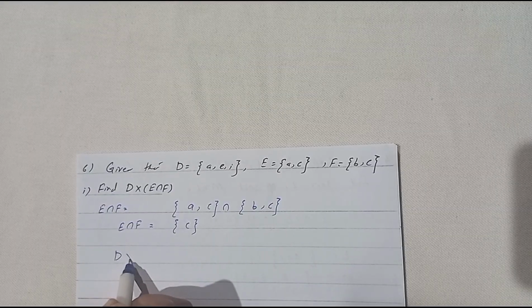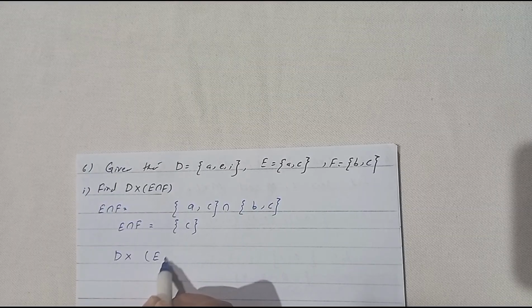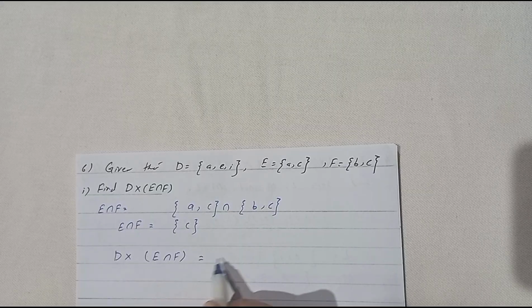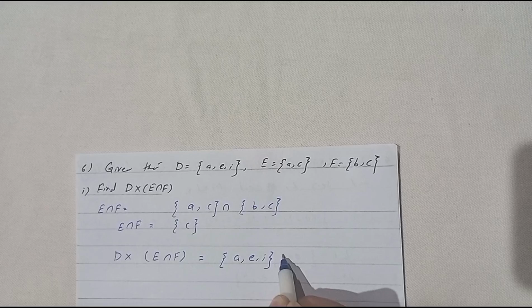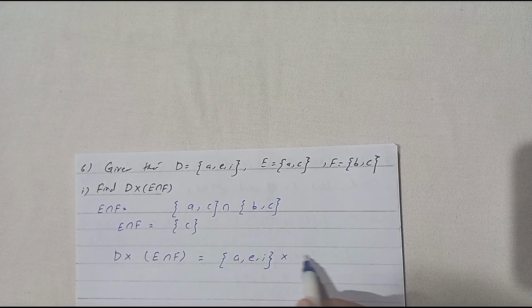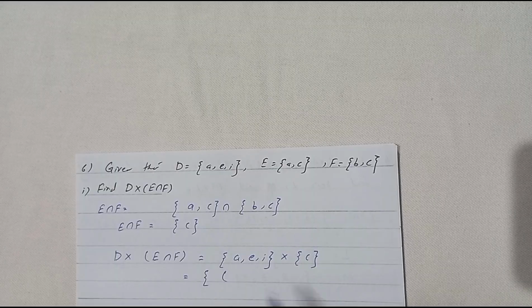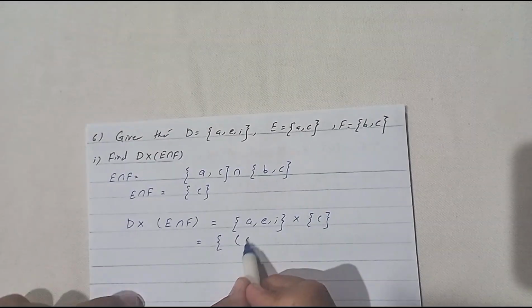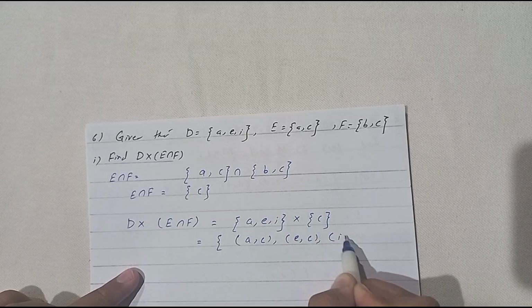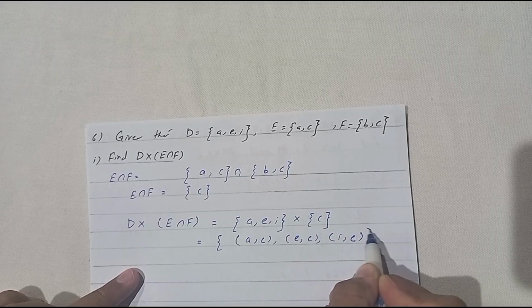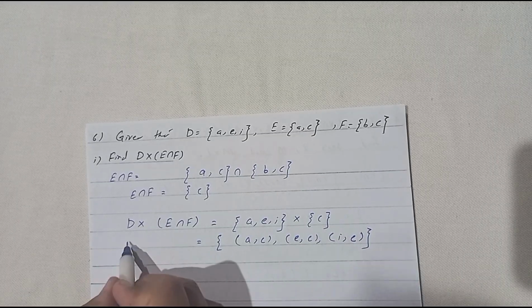Now we find this intersection cross product with D. Write the elements of D set A, E, I, multiplied by the intersection element, that is only C, that equals AC, EC, and IC. So this is the first part answer.